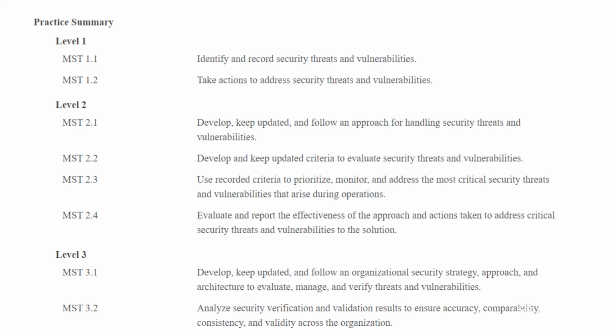The level 2 practices build an additional layer of detail upon these foundational practices. MST 2.1 elevates our initial ad hoc level 1 security assessment into a more holistic security approach to handling threats and vulnerabilities. This practice is less concerned with the specific details of individual threats and more focused on a general, consistent approach to handling them. As we can see from the value statement for this practice, the approach should provide us with a mechanism to assess and prioritize security issues rapidly.